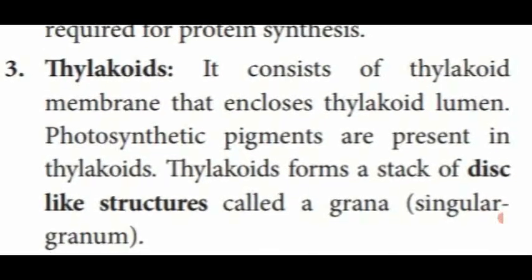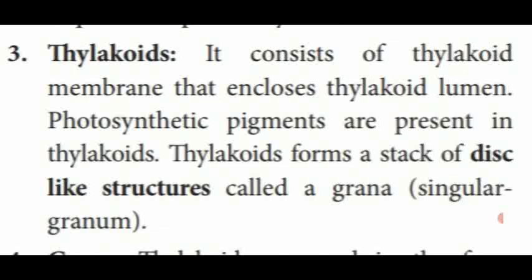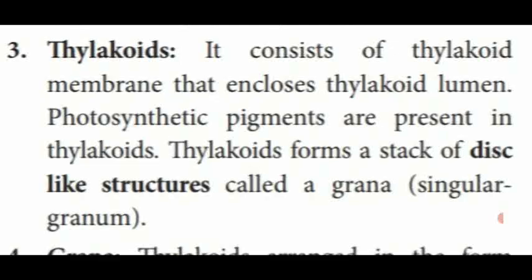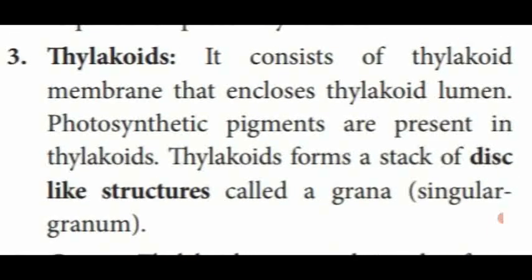Next one, thylakoids. The thylakoids are coin-like structures arranged one above another and also disc-shaped, present in the stroma region or matrix. These thylakoids are surrounded by a membrane called the thylakoid membrane. At the center of the thylakoid, there is a cavity called the thylakoid lumen. Photosynthetic pigments are present in the thylakoids.